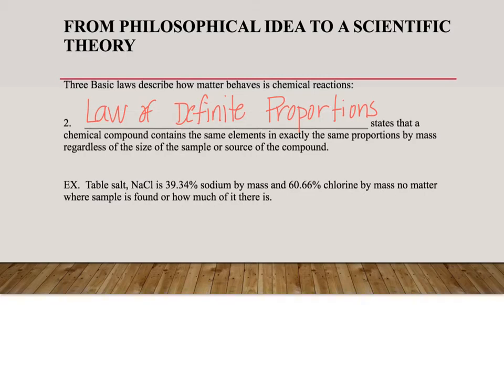So the law of definite proportions states that a chemical compound contains the same elements in exactly the same proportions by mass, regardless of the size of sample or the source of sample. So I give the example here of table salt, which is 39.34% sodium and 60.66% chlorine by mass, and that's no matter where the sample is found, whether I have 5 grams of it or 5,000 tons of it. It is made up of 39% sodium and a little over 60% chlorine, no matter where it's found, and that goes the same for every chemical compound.